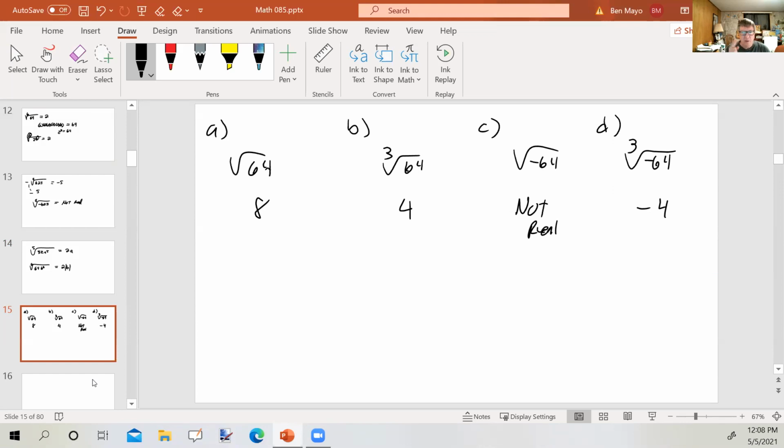So those two big things in this chapter so far: you can't take an even root of a negative number, and when you do take an even root of a number, you can't get a negative answer.